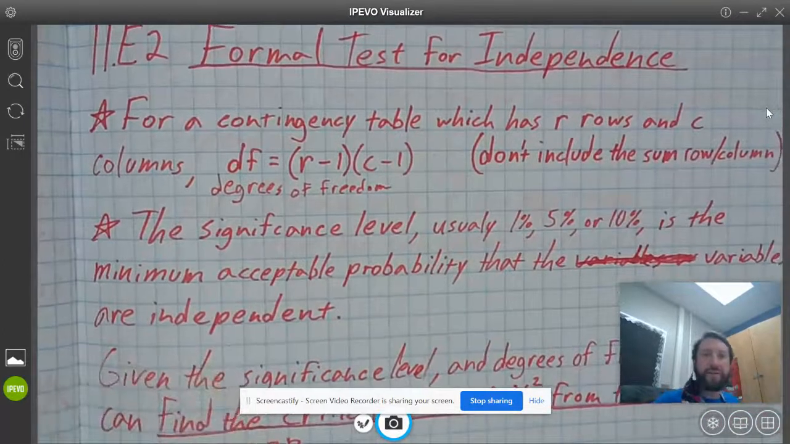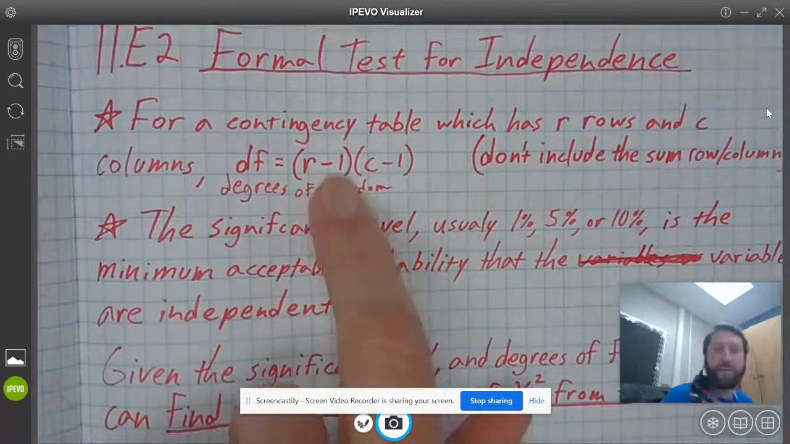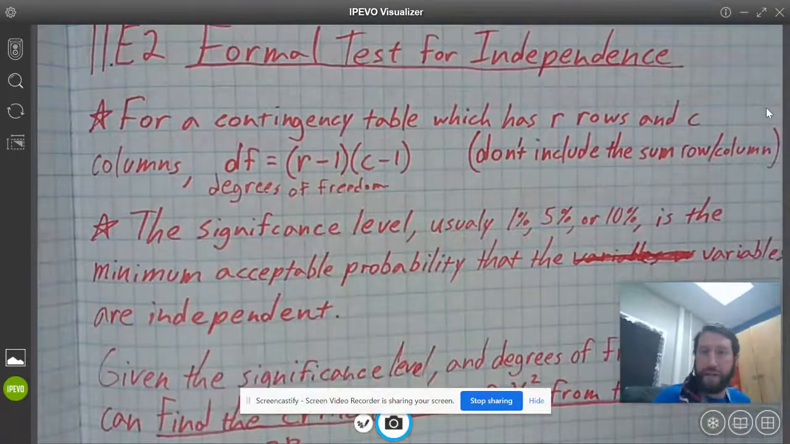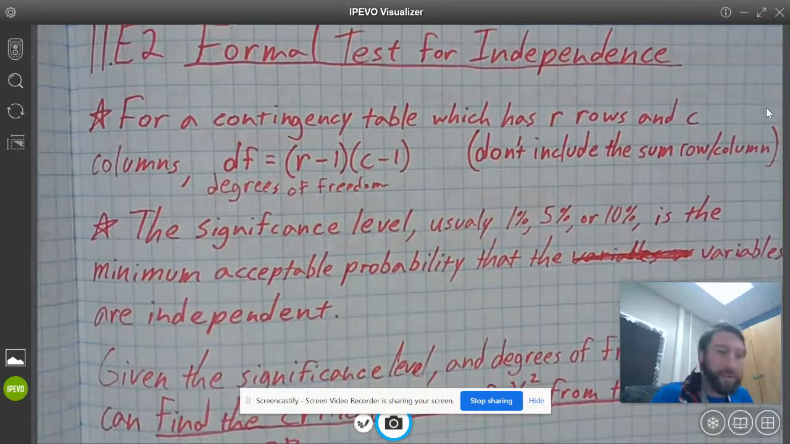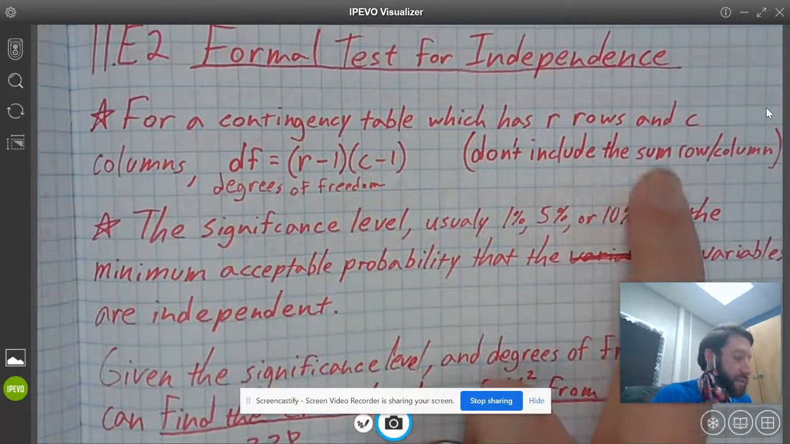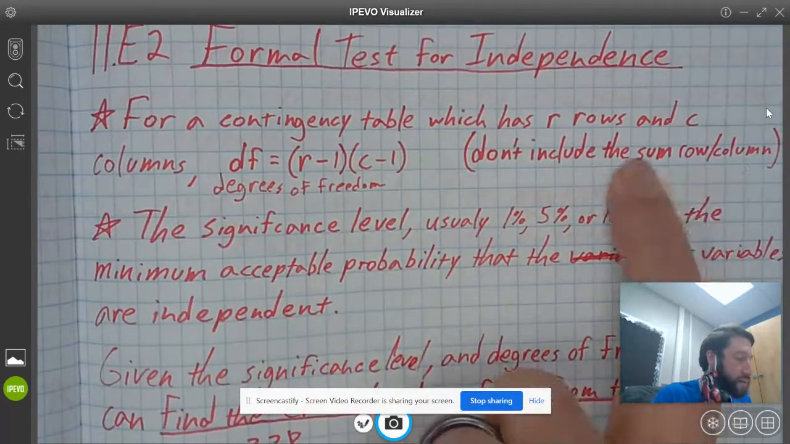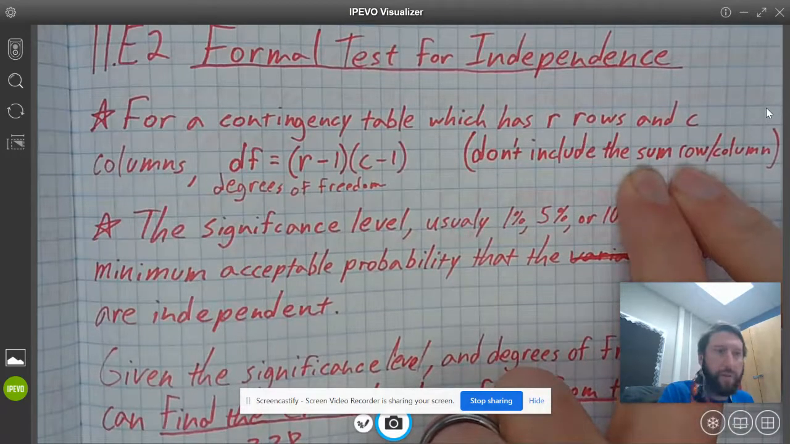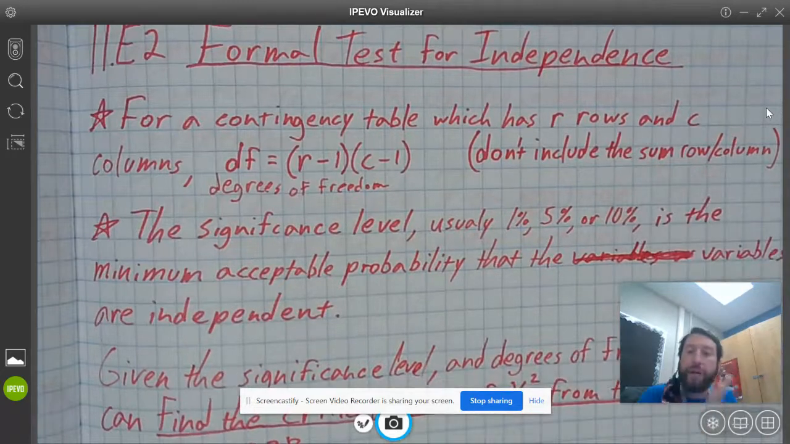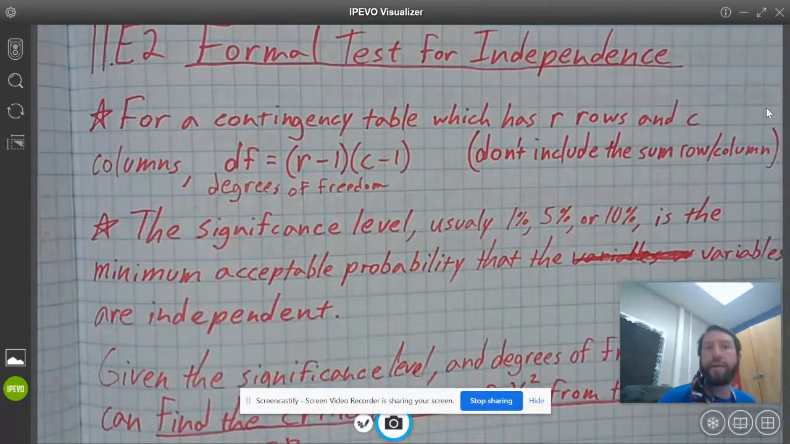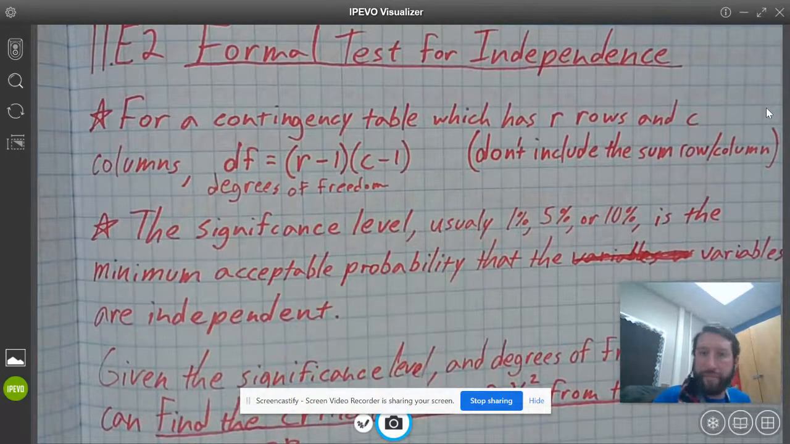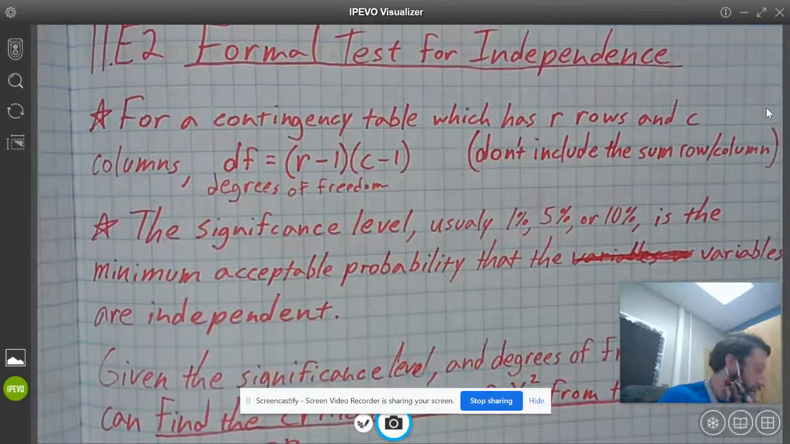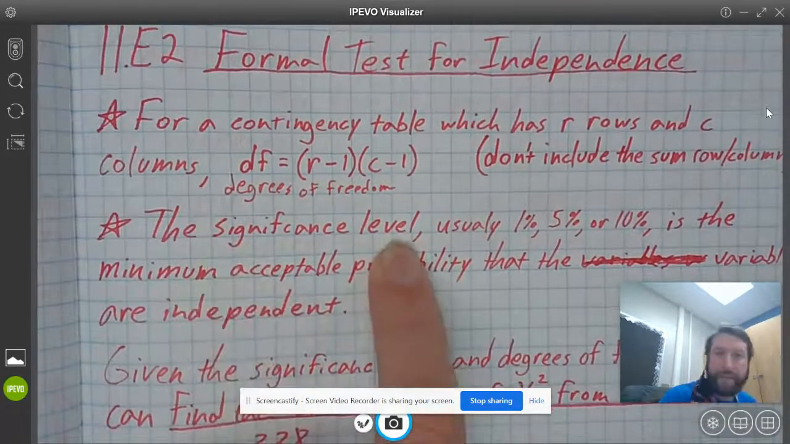The degrees of freedom is just R minus 1 times C minus 1. That's all it is. I also said here, don't include the sum row or the sum column, the row at the very bottom and the column at the very end. Don't include those. You're just including the cells that have your original data.